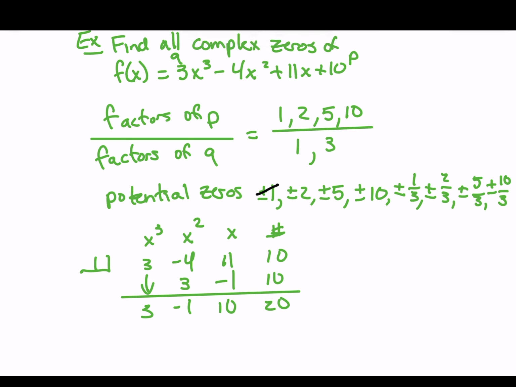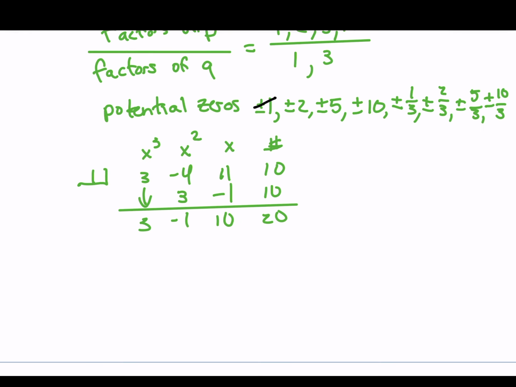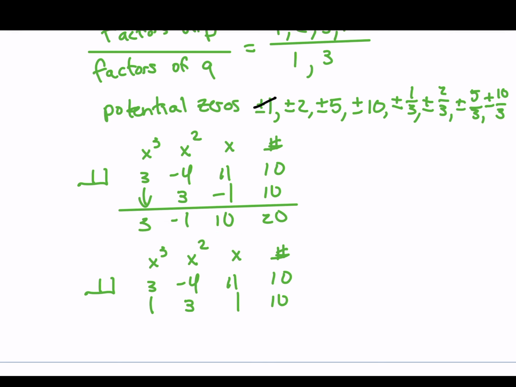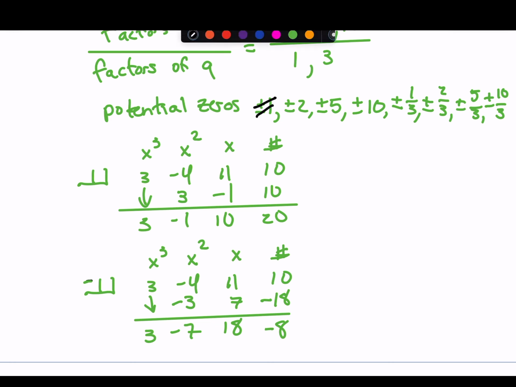What about -1? All right, same setup. So I'll just copy all of this. And so now we have a -1. Bring down our 3. We'll do another synthetic division. -1 times 3 is -3. -4 plus -3 is -7. -1 times -7 is +7. 11 plus 7 is 18. -1 times 18 is -18. And 10 plus a -18 gives us a -8, which is not 0. Okay, so we can cancel out the -1 also.